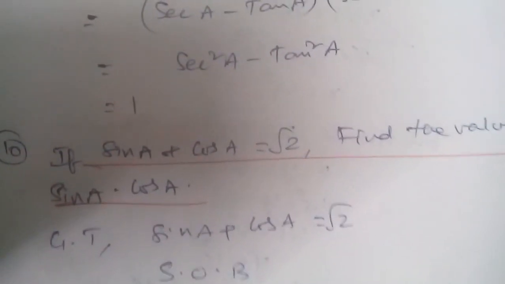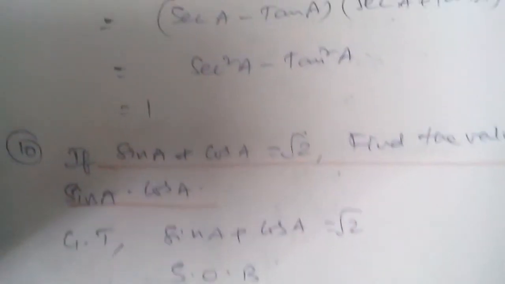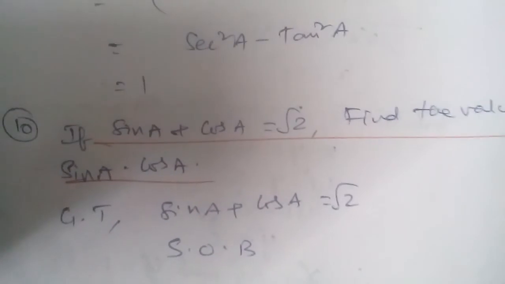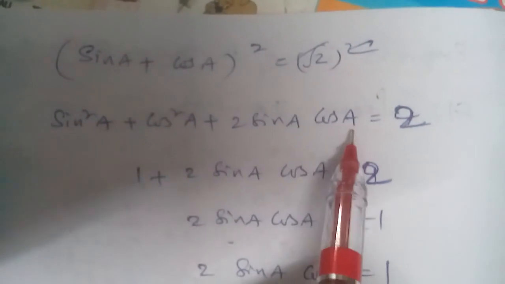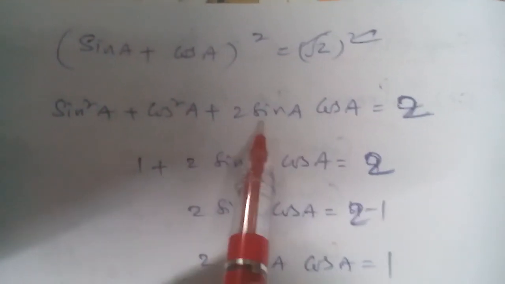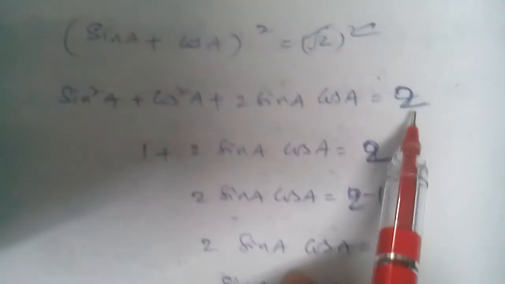And then the 10th one is: if sin a plus cos a is equal to root 2, then find the value of sin a into cos a. So the given value is sin a plus cos a is equal to root 2. Now squaring both sides, it is in the form of a plus b whole square. A plus b whole square means a square plus b square plus 2ab. Sin square a plus cos square a plus 2 sin a cos a. Here root 2 whole square, the square root gets cancelled, we'll get 2.